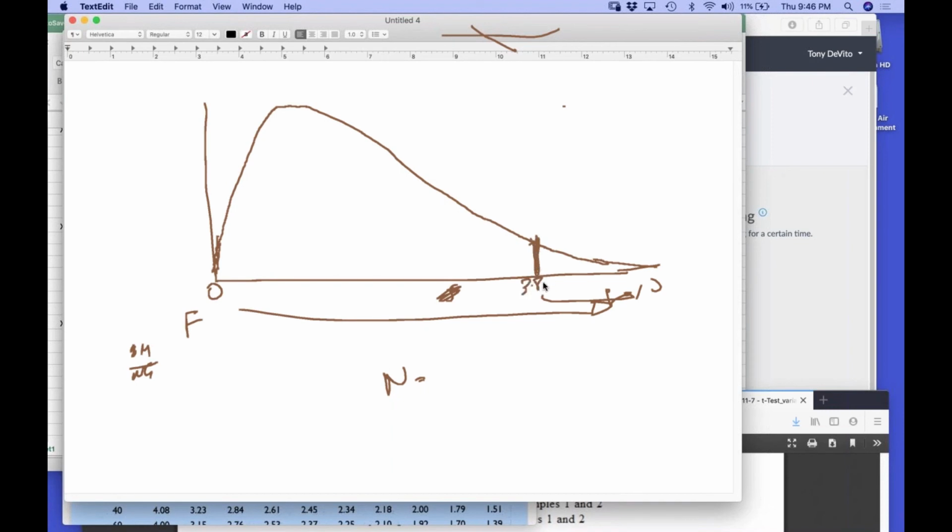3.89 is the point at which there's only a 5% chance that we would get that big an F score if the null hypothesis were true. So if you get a value that's bigger than that, there's less than a 5% chance of the null hypothesis being true. We have 4.09, so we reject the null hypothesis, that these three means are different from one another.